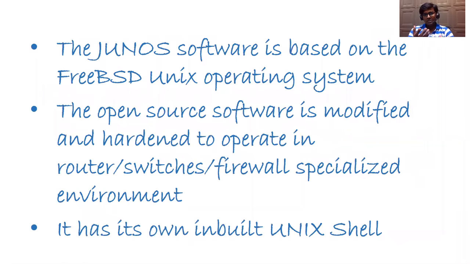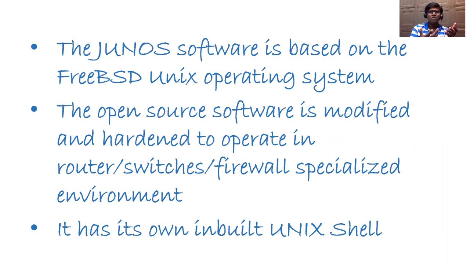Junos is the operating system of Juniper devices. Junos is based on the FreeBSD Unix operating system, which has been hardened, made more rigid, so that it can fit in a routing, switching or security platform. The good part of Junos is it has its own inbuilt shell. The basic idea behind this series is how to leverage the capabilities of Junos so that we can use automation in both on-box as well as off-box scripting.